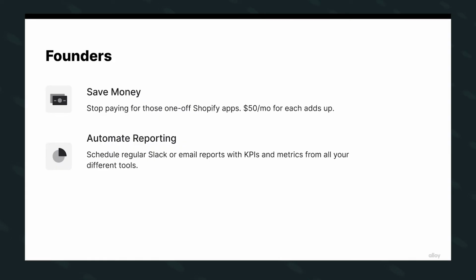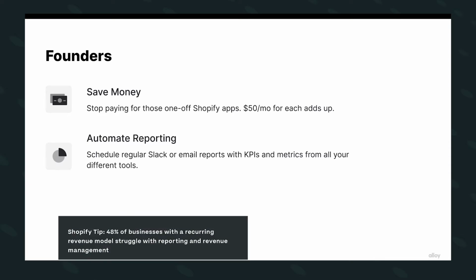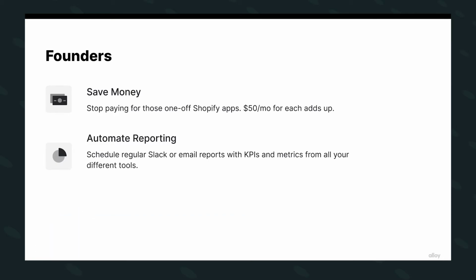For founders who are getting started, it's a way to save money from all these one-off Shopify apps. Like in that crazy diagram I showed in slide 1, you can cut out these different tagging apps, different reporting apps, and just use a workflow in Alloy. So you can save maybe like $50 each. And then you can also automate reporting. You can schedule regular Slack or email or Google Sheets reports by checking for different events or even running a workflow periodically. So you can trigger a workflow, say every week or every month.